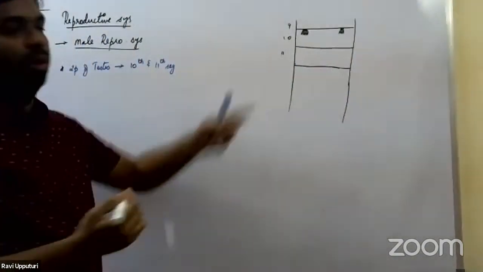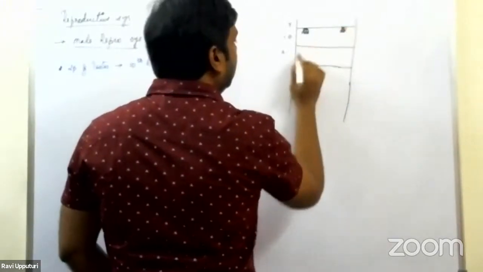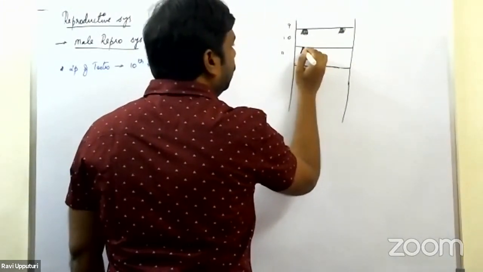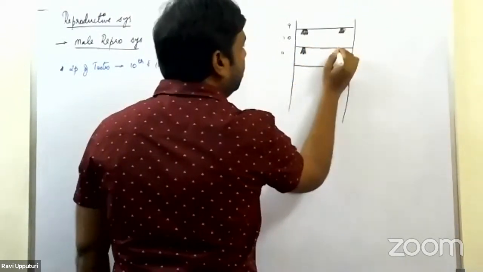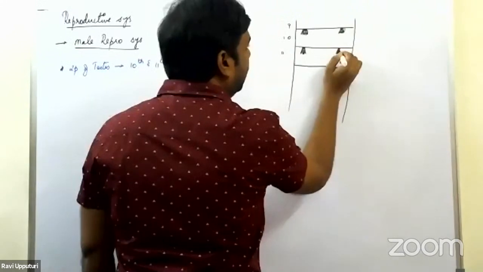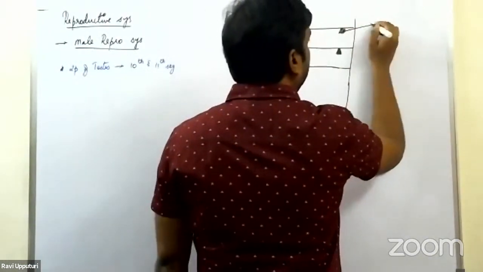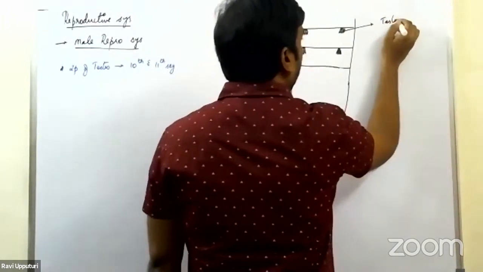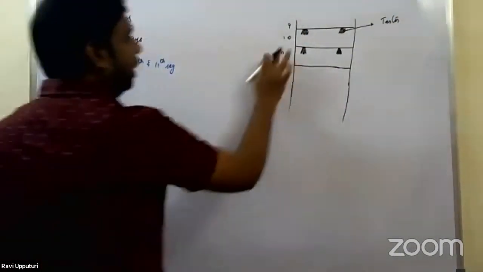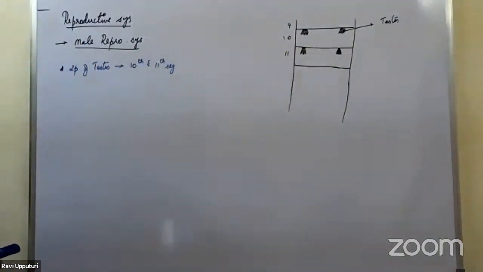So this is the testis located in the 10th segment. Even in the 11th segment we have a small stalk, and to that stalk the testis is attached. So this is the testis located in segment number 10 and segment number 11. One in segment number 10 and one in segment number 11. This is what we have.